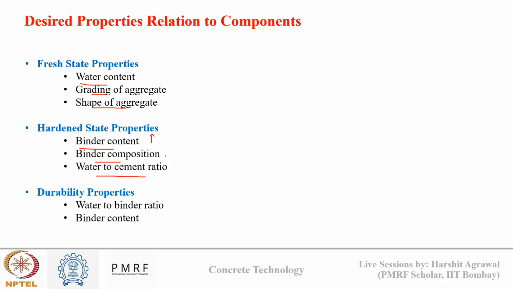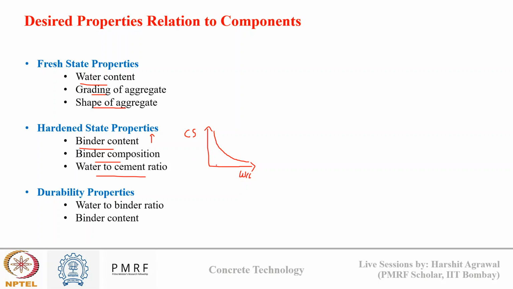Okay. Then binder composition: if we have silica fume or any other SCM in my composition as a replacement of OPC, then they can affect the short term and long term strength. And W by C ratio, which we know is inversely proportional to strength. So if I represent compressive strength on the y-axis and W by C ratio on the x-axis, then they follow an exponential relationship. Okay, so as my W by C ratio increases, my compressive strength decreases.